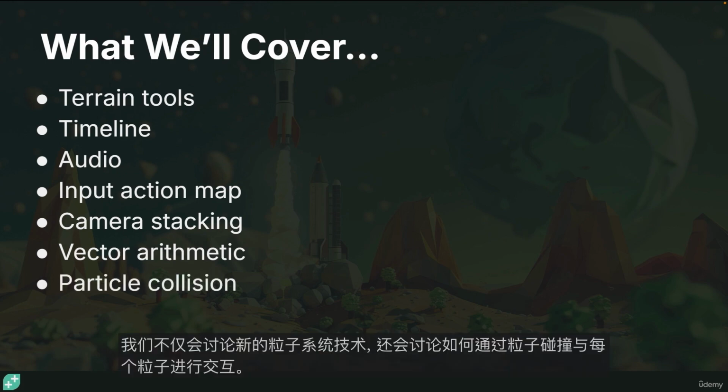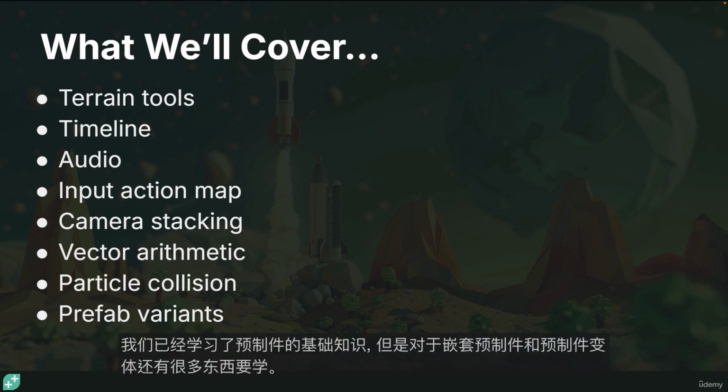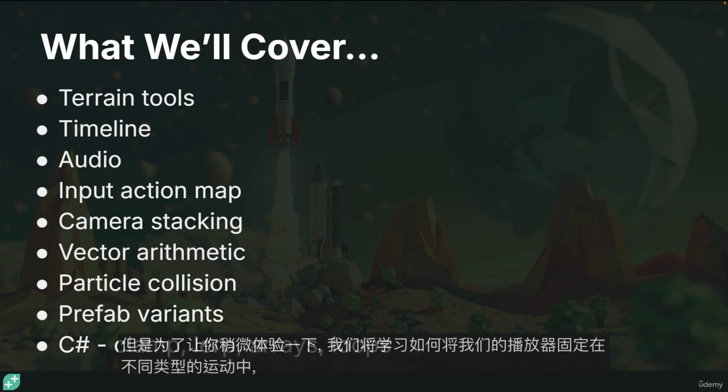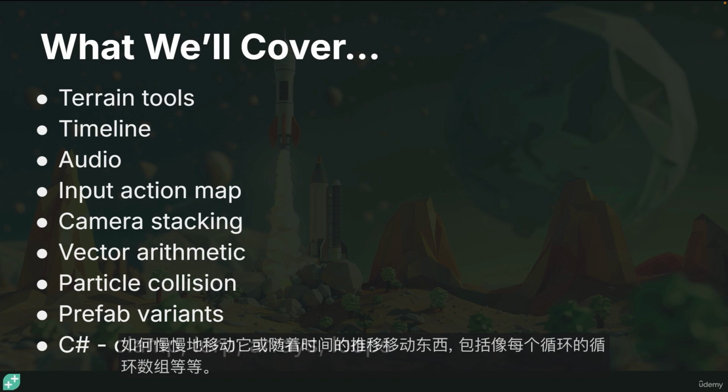We'll be talking about not only new particle system techniques, but also ways to interact with each individual particle using particle collision. We've learned the basics of prefabs, but there's a lot to learn with things like nested prefabs and prefab variants. When it comes to C#, we'll be covering a lot of different new techniques and software architecture, but to give you a little bit of a taste, we'll be learning how to clamp our player to different types of movement, how to slowly lerp it or move things over time, covering things like arrays, for loops, foreach loops, and a lot more.